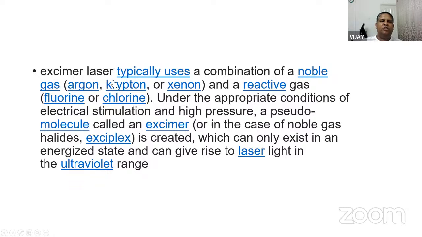So excimer laser means two different mediums are used. One is a noble gas like argon, krypton, or xenon, and another is fluorine or chlorine. Under appropriate conditions, when electrical stimulation and high pressure are given, a pseudo molecule by combination of these two is developed. It is called an excimer, which can only exist in the ultraviolet range. So three important things: excimer lasers exist only in the ultraviolet range. Excimer lasers use a combination of noble gas and halides, fluoride and chloride. Noble gases are like argon, krypton, and xenon, and the pseudo molecule is called the excited dimer or excimer.